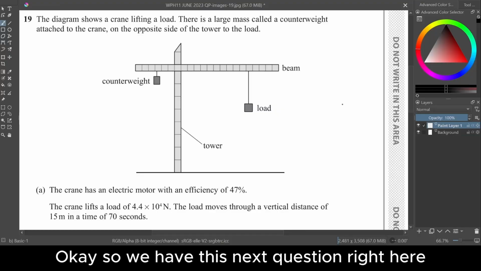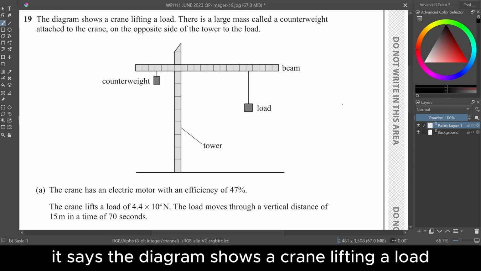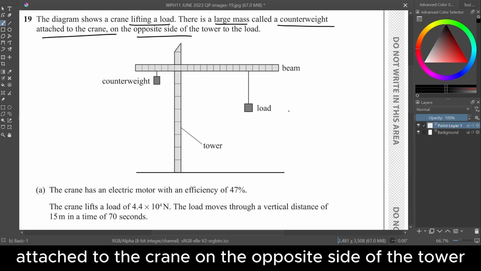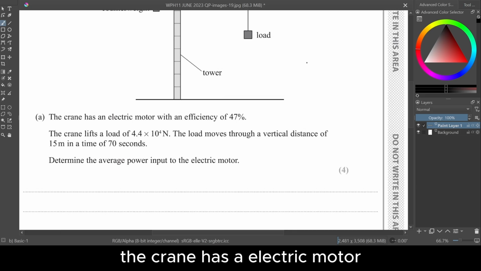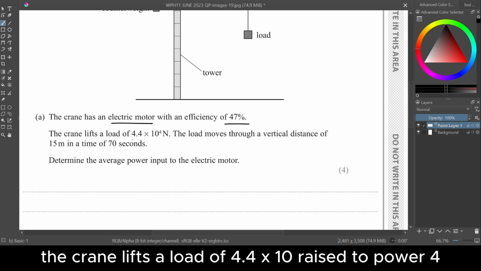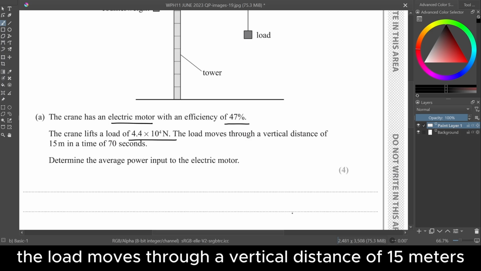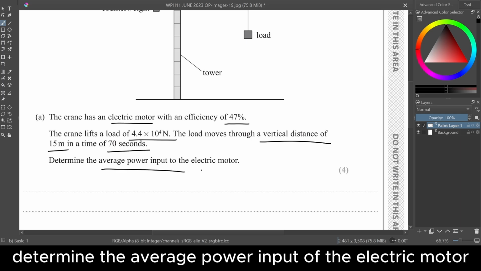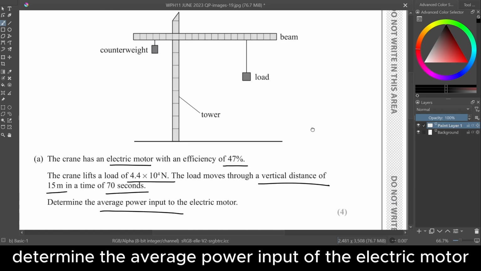Okay, so we have this next question right here. It says the diagram shows a crane lifting a load. There's a large mass called counterweight attached to the crane on the opposite side of the tower. The crane has an electric motor with an efficiency of 47%. The crane lifts a load of 4.4 times 10 raised to power 4 Newton. The load moves through a vertical distance of 15 meters in a time 70 seconds. Determine the average power input of the electric motor.